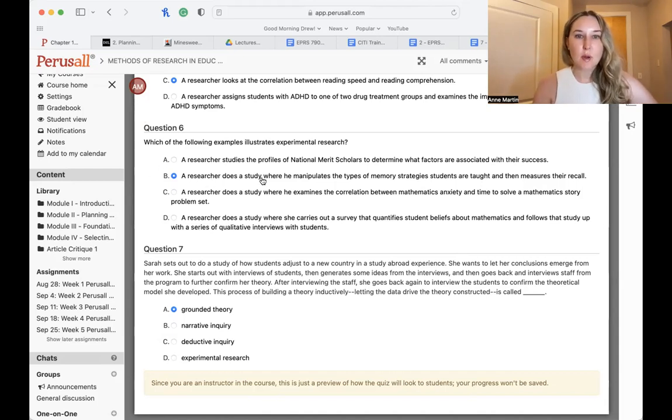So the example of experimental research was where the researcher is manipulating a type of memory strategy. And the manipulating means that one group would get the memory strategy and then the other group would not get that one. And then they measure how well students are able to recall information.